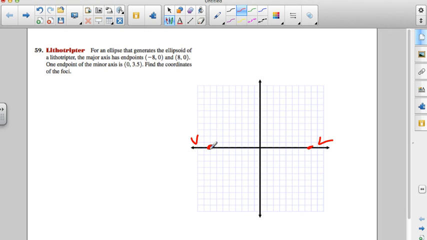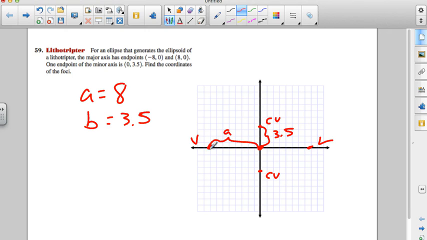And it says one endpoint of the minor axis is 0, 3.5. That would be the covertices, and obviously equal but opposite. Below that, we have those covertices. So it says find the coordinates of the foci. Well, the distance from the center, which is obviously halfway between -8, 0 and 8, 0, and that's 0, 0, that's going to help us figure out A, because this is that distance A, and that's 8 units. And B is that distance from the covertices to the center, and that's 3.5 units.